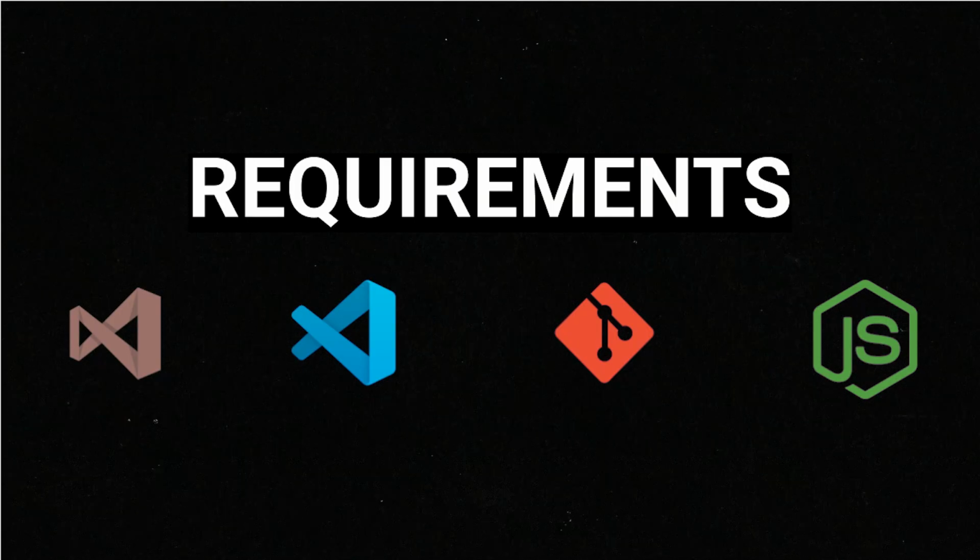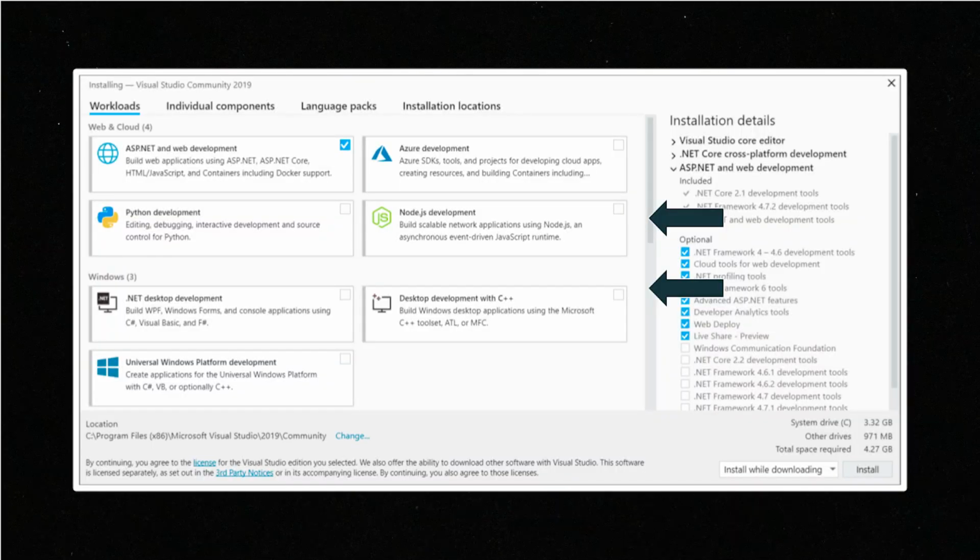Okay, let's go to the setup. I know most of you already have Git, Node.js, and Visual Studio Code installed. I think you may be missing Visual Studio. Just install Visual Studio like any program and select these two options: Node.js development, and desktop development with C++.